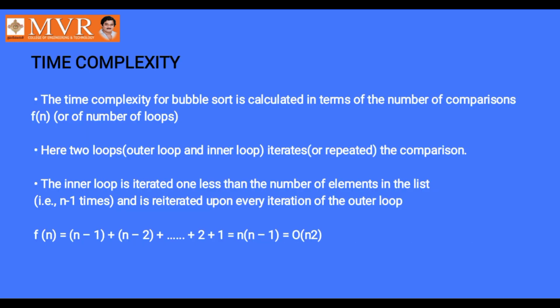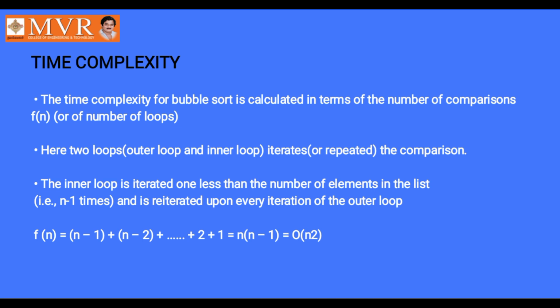Now, coming to the time complexity of the bubble sort algorithm. The time complexity for bubble sort is calculated in terms of the number of comparisons, that is f of n, or the number of loops. In this bubble sort algorithm, I have used two for loops, one for performing the iterations and one for performing the passes.